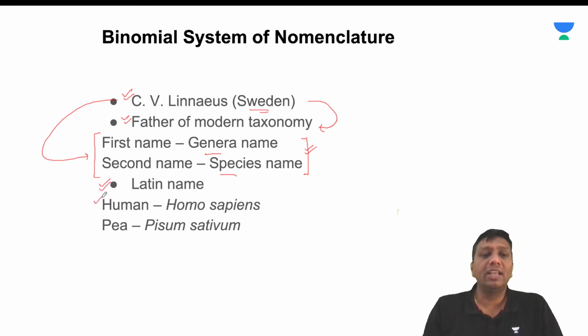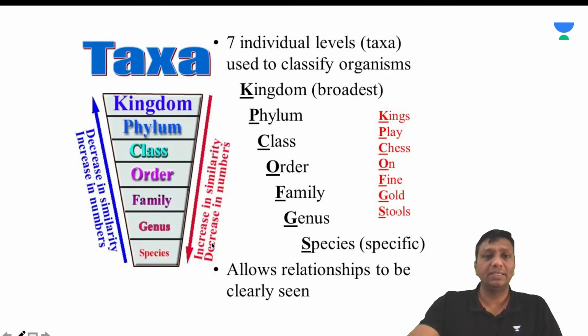And here, see, for example, human and pea plant scientific names are given. For human, the genus is Homo and the species is sapiens, and that's why the human scientific name is Homo sapiens. In the case of pea plants, it is Pisum sativum. Pisum is the genus and sativum is the species name of the pea plant.